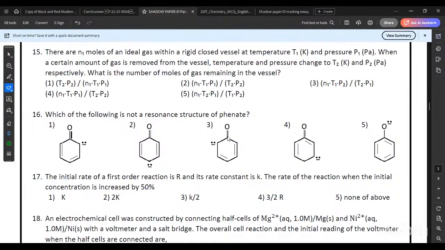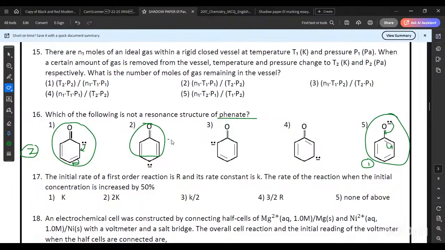Phenoxide ion's resonance structures. Phenoxide means this one. You're going to delocalize the electron pairs here and move it to here. That means you're going to get the next structure. This is the next structure. This is 1, this is 2. And then now you're going to put it here, and then you have this one. This is the third structure.